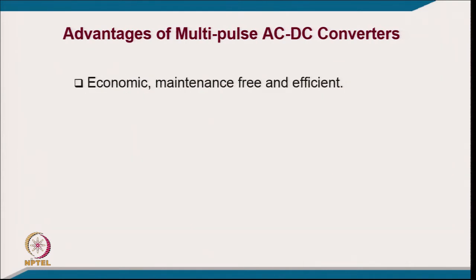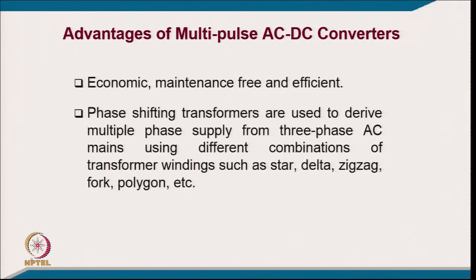They are economic, maintenance free and efficient, and phase shifting transformers are used to devise multiple phase supply from the 3 phase AC mains using different combinations of 3 phase transformer windings, because supply is 3 phase, like star, delta, zigzag, fork, polygon, etc.